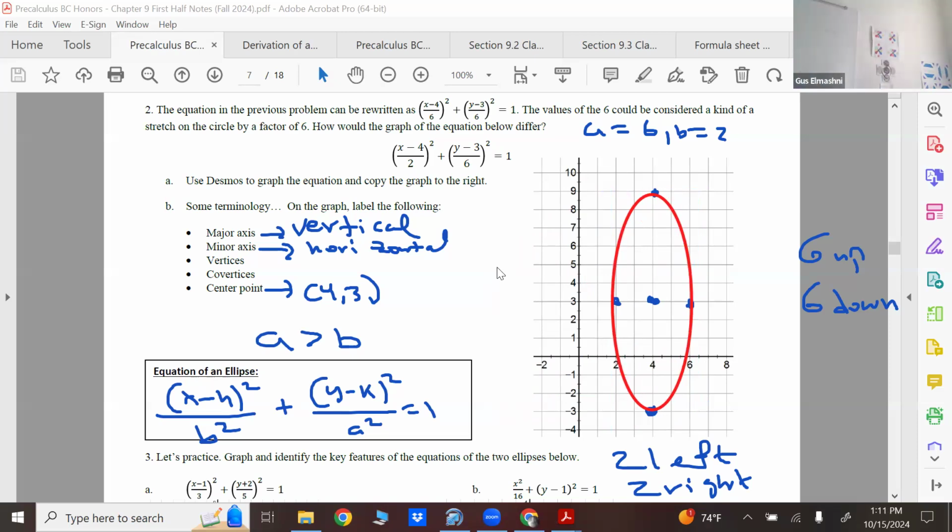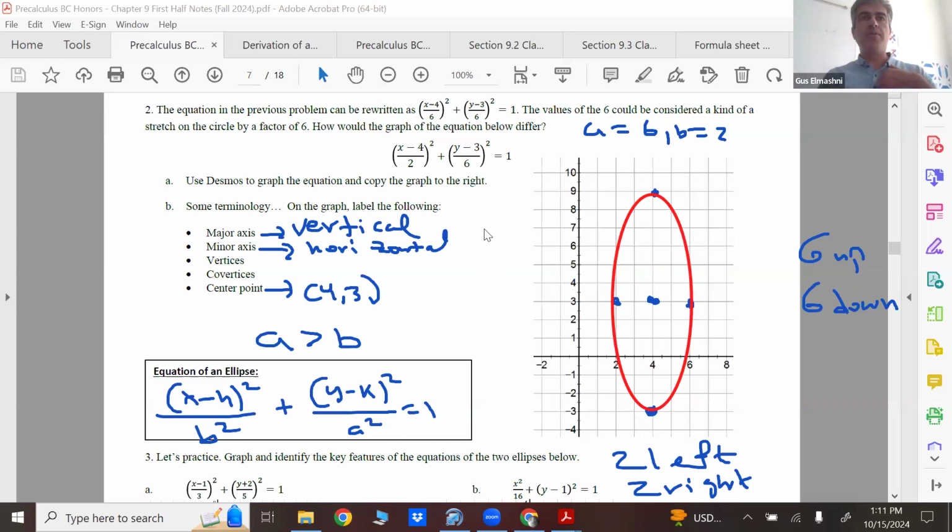All right. So here we have an oval or ellipse. Going 2 left, 2 right, 6 up, 6 down. By the way, if I were to plug in 6, 3, that should work, right? Because 3 minus 3 is 0, it goes away. 6 minus 4 is 2. 2 over 2 squared is 1. That works, right? Or if I plug in 2, 3, 2 minus 4 is negative 2 over 2, and negative 1 squared is still 1, plus 3 minus 3 over 6, 0 squared, still 0. Okay. That's right.